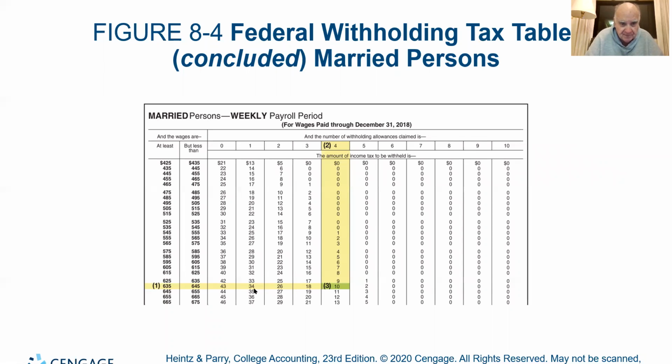And you notice that it starts with 0 allowances. That person has to pay more than 4 times as much tax. Next person with 1, and naturally it goes all the way down, in this case, to 0.